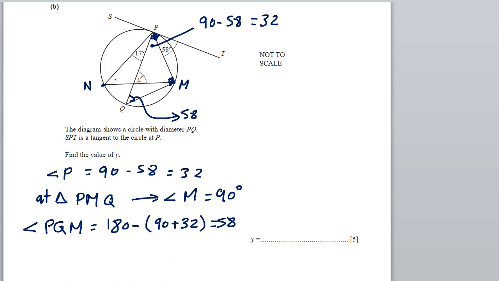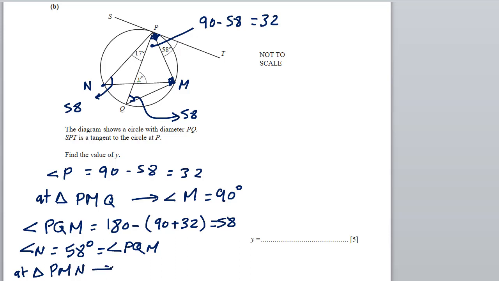Both this angle here and this one also are 58. So angle N is equal to 58, equal to angle BQM. Okay. Now from this triangle, triangle BMN.